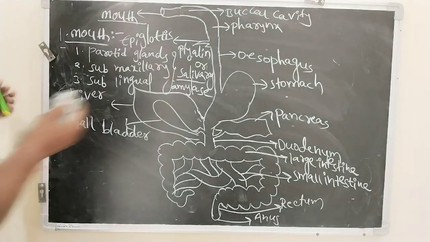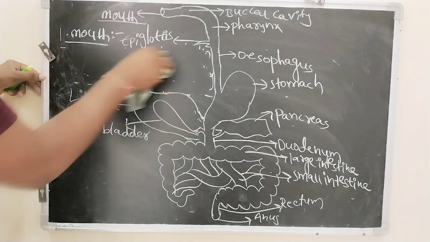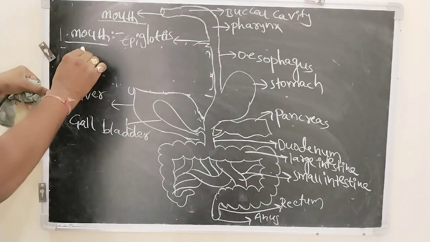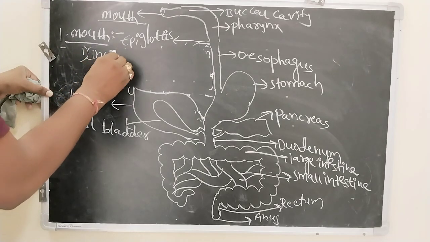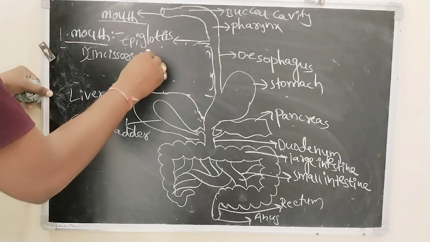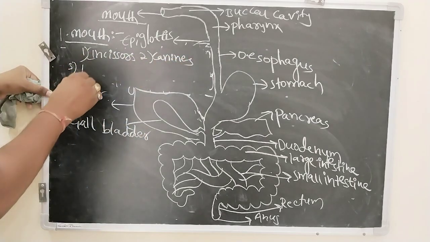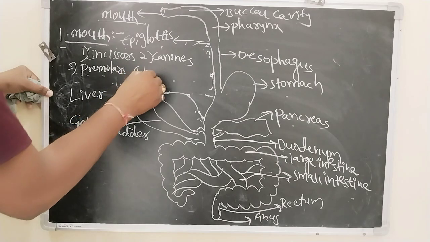In addition to this, there is a set of 32 teeth which are fixed in our upper jaw and lower jaw. What are those 4 sets of teeth? Incisors, canines, premolars, and molars.